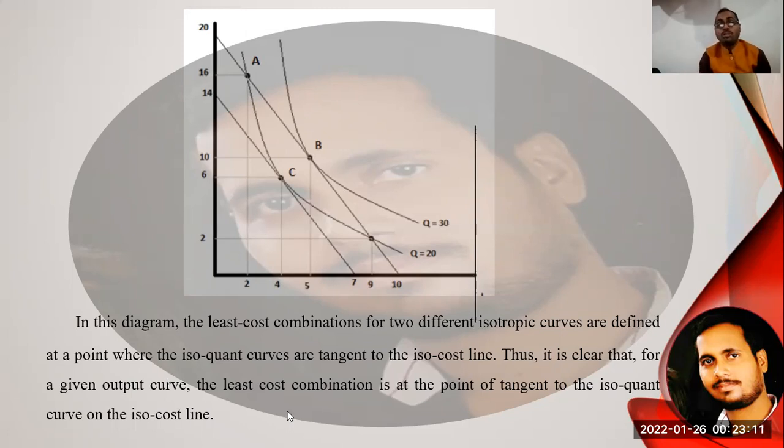So this is all about the IsoQuant curves, or we can say the producer's equilibrium, or the production equilibrium by the IsoQuant curve. So I hope you understand the concept better. It is a small concept, students. So I think it is enough for your study purpose. And later on, students, our next lecture will be based on cost analysis. I think this is enough for production.